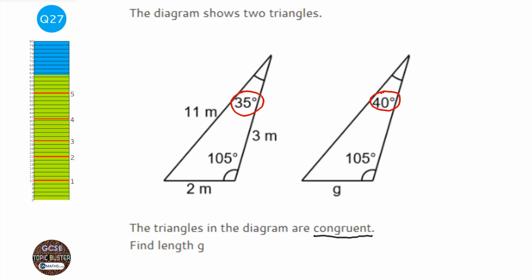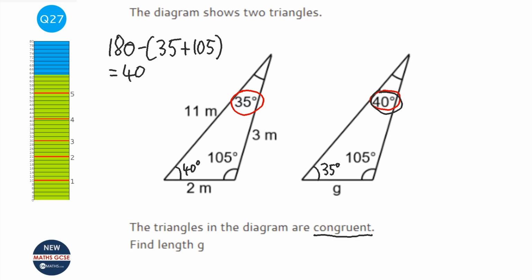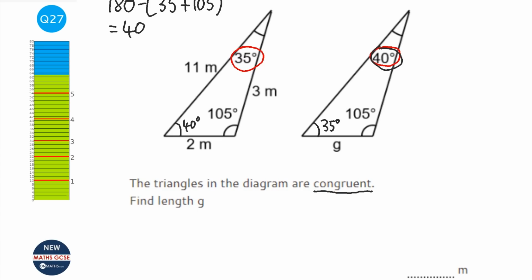However, if you work out what this angle is, well, this is going to be 105 plus 35 and then take that away from 180. So it'd be 180 take away 35 plus 105. Now 35 plus 105 is 140, and so that's going to equal 40. So this angle down here is 40 degrees, which is the same as this angle here, and similarly this angle here is 35 degrees. So these triangles are not the same way up, and that's going to be important.